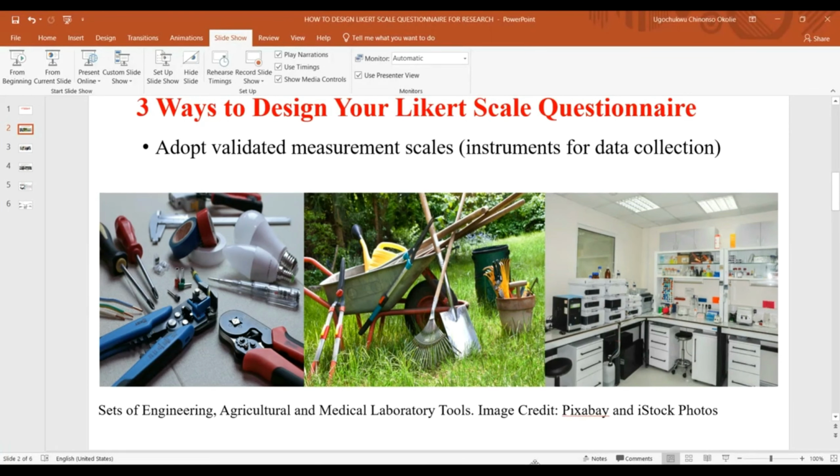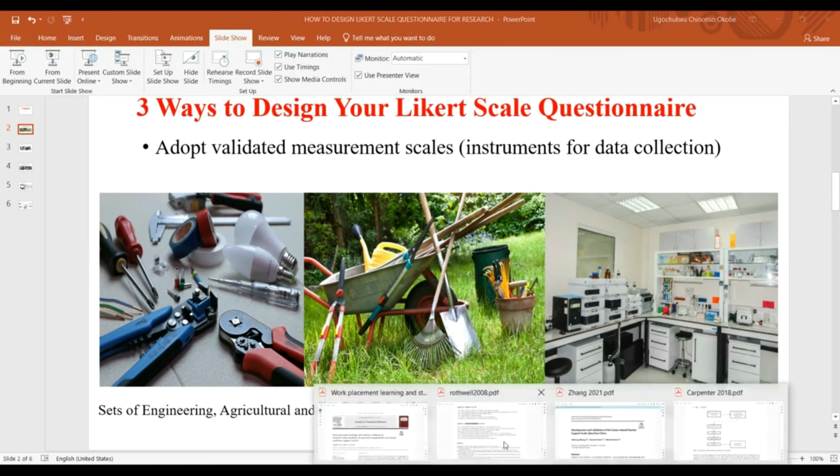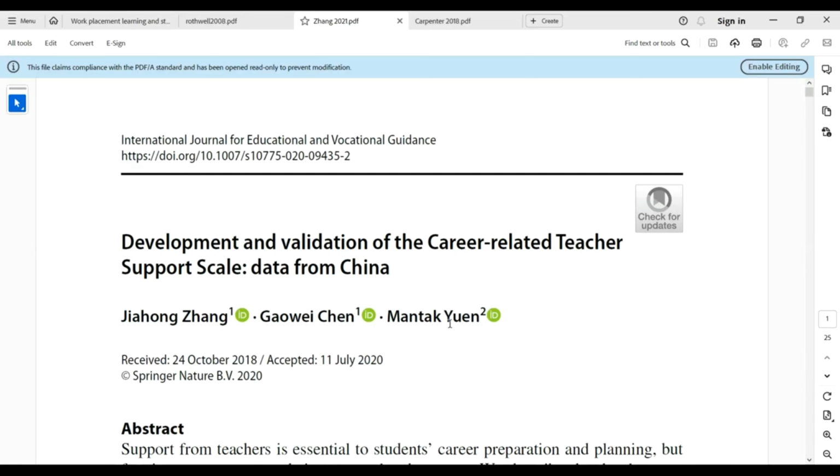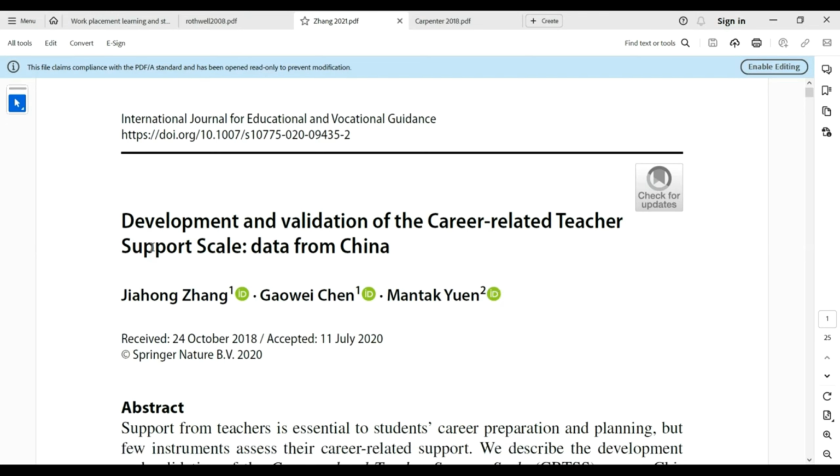Now let me show you an example of some validated measurement scales. So this is number 1. This was developed by Zhang et al. 2021. Actually, it's 2020, but now 2021 in the journal. It has been assigned volume and things. So you can pause and then get the title and pull the paper down and read. The paper is titled Development and Validation of the Career-Related Teacher Support Scale, Data from China.